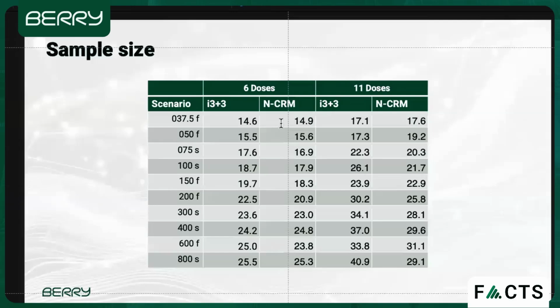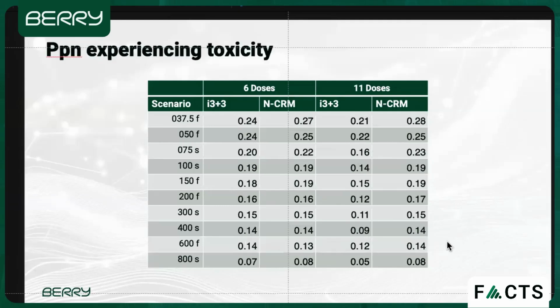So you can see, in terms of sample size, not surprisingly, for the I3+3 the sample size goes up the higher the MTD is in the 11 dose case. But the NCRM one is a bit higher, but is not nearly as much higher. That's not really good English, I'm sorry. It doesn't exceed the 6 dose case by as much as the I3+3 does. But there is some cost when the MTD is at the upper range.